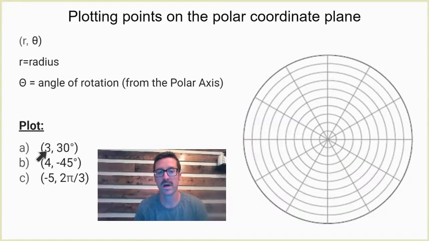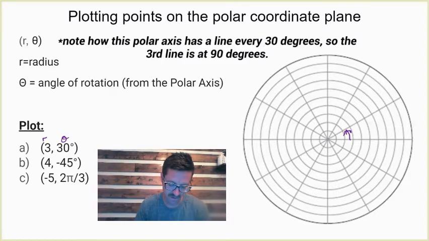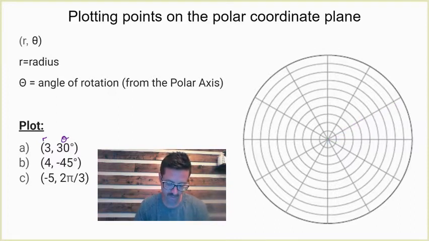In the first one, we're going to plot an r, a radius of 3, and an angle of rotation of 30 degrees. You can see our polar plane is going to look a little bit different. So if I have a point with an r of 3 and a theta of 30 degrees, we know that this right here is 30 degrees of rotation. That would be our theta. And so for this one, we're going to go 3 units away from the origin and 30 degrees off of our polar axis. So this point right here is 3, 30.